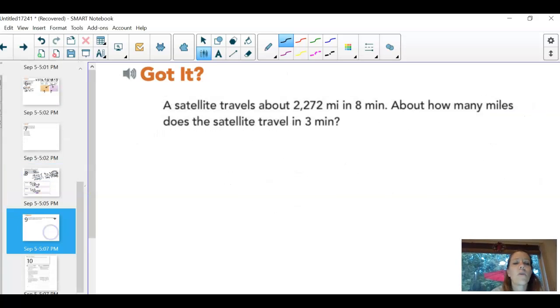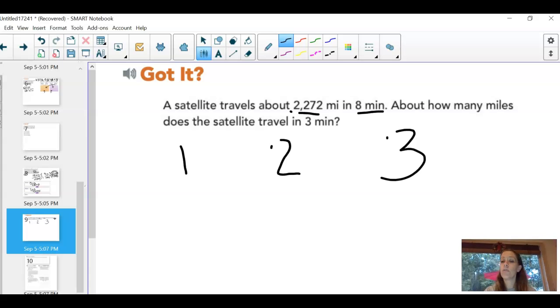Okay, now you're going to go ahead and try that same thing for this. Don't go straight from the 2,272 miles in 8 minutes straight to the 3. You should find the unit rate first. Once you found the unit rate, then go ahead and try. So you should have 3 steps. Write the rate, find the unit rate, and then find the new rate that's equivalent to that unit rate. Okay? Once you have that, go ahead and check your work in Realize.